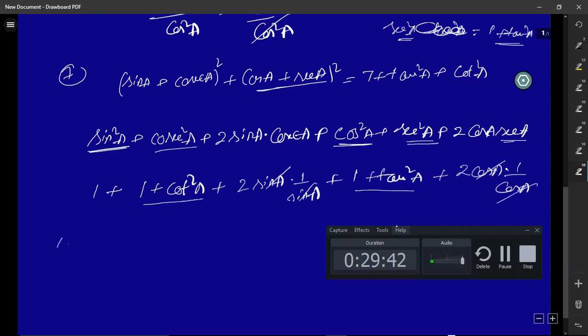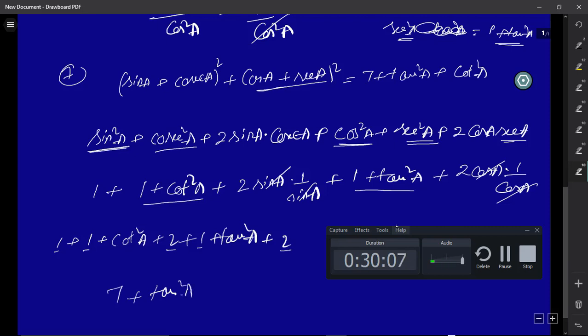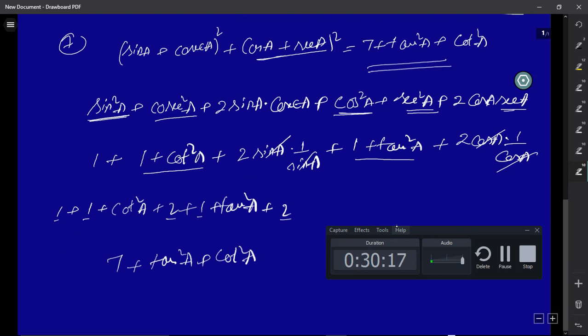So what I'm getting here: 1 plus cot square A plus 2 plus 1 plus tan square A plus 2, right? Now add these numericals: 1, 2, 2 plus 2 is 4, 5, 6, 7. So I get 7 plus tan square A plus this is cot square A. So I get the answer as 7 plus tan square A plus cot square A. That is what we had to prove. Okay, we'll go ahead and work on the rest of the problems.